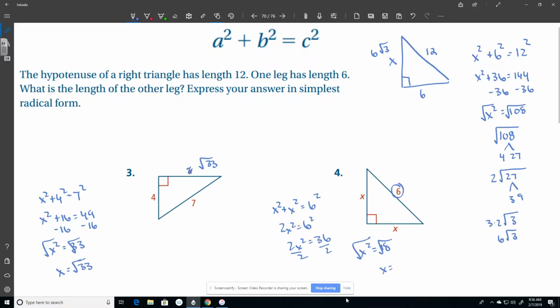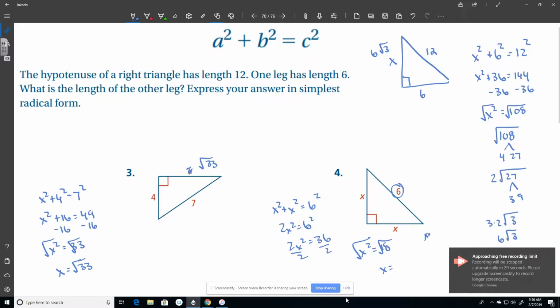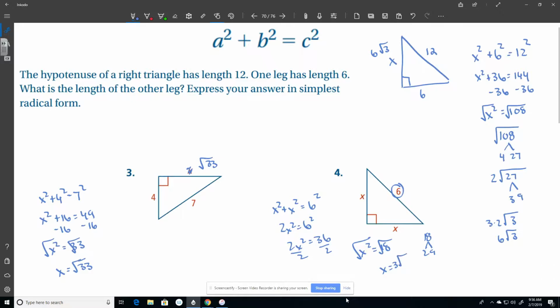We're going to get x equals square root of 18. We do what? 2 times 9. And I know the square root of 9. 18 breaks up into 2 times 9. Square root of 9 is 3, so I can move that to the outside, and I'm left with a 2 on the inside. So x is going to be 3 square root 2.